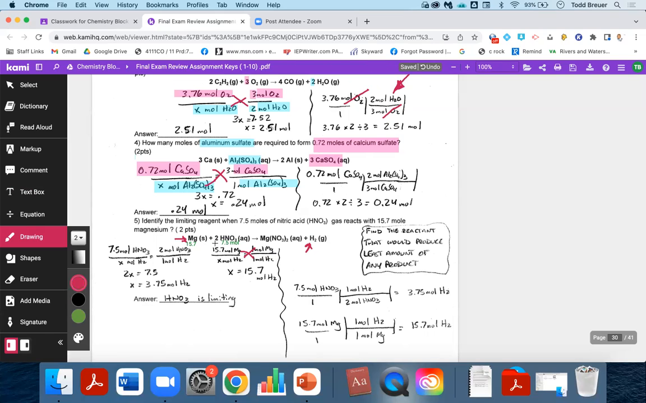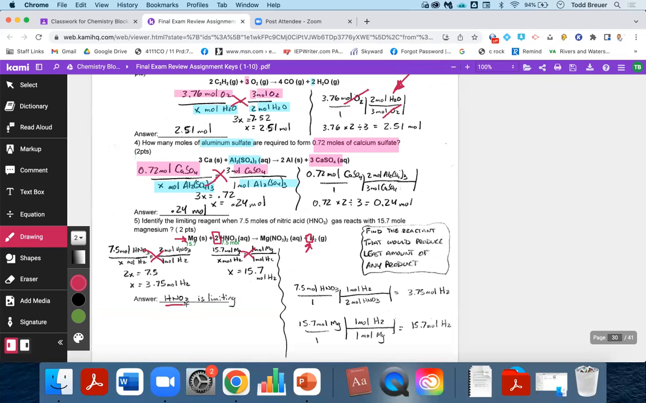So now we're going to do the same thing with the nitric acid. We're going to see how many moles of hydrogen nitric acid could make. So we organize that given over desired. We start with the nitric acid, but now the nitric acid has a coefficient of 2. So 2 mole of HNO3 goes on top on the right, right? H2 still has a coefficient of 1, right? We cross multiply, 2x equals 7.5, divide each side by 2. And that means that if we started with nitric acid, it would only make 3.75 moles of H2.